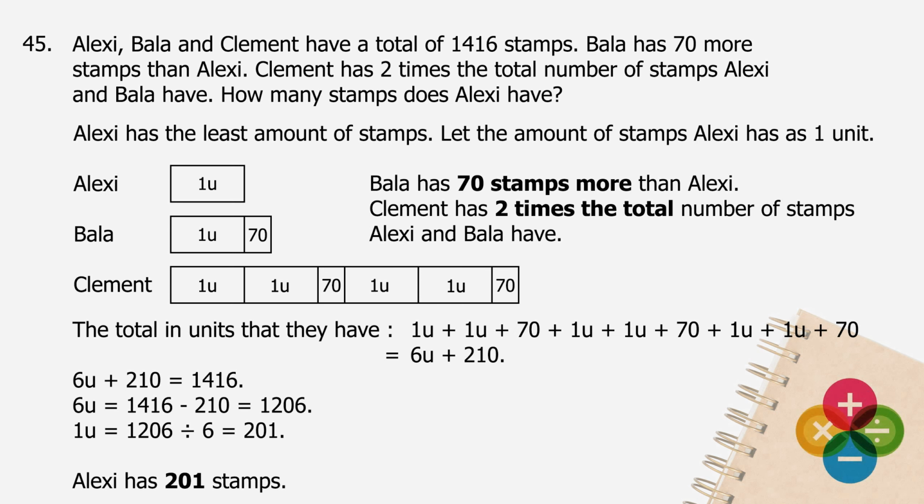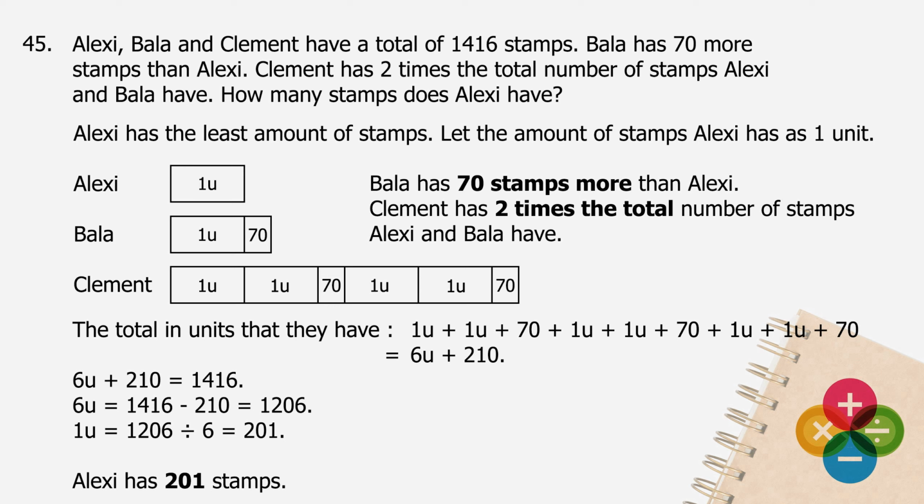Bella has 70 stamps more than Alexi. Clement has 2 times the total number of stamps Alexi and Bella have. The total number of stamps that they have in units will be 6 units plus 210. 6 units plus 210 is equal to 1,416.